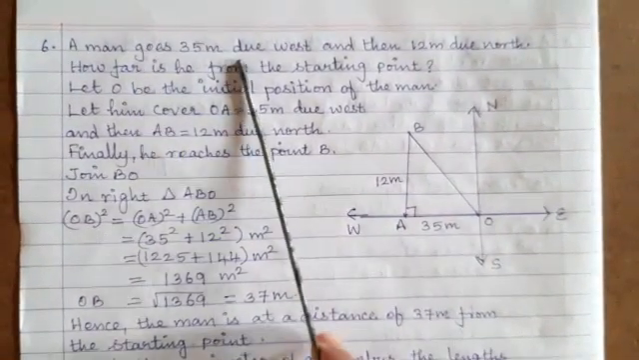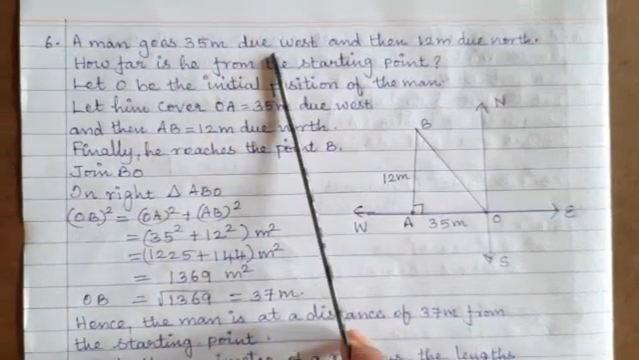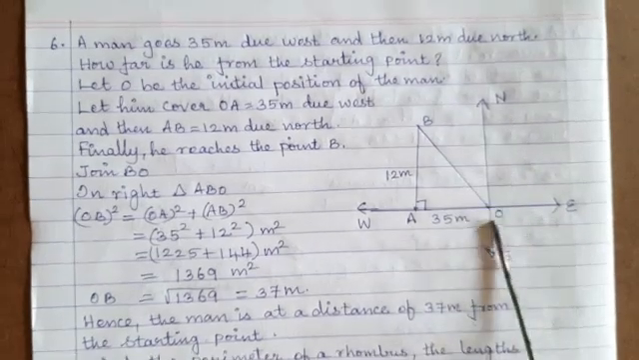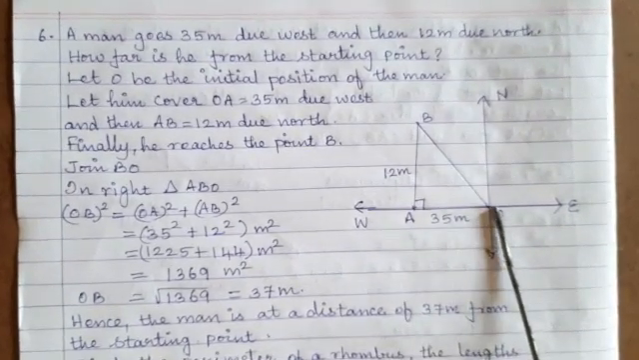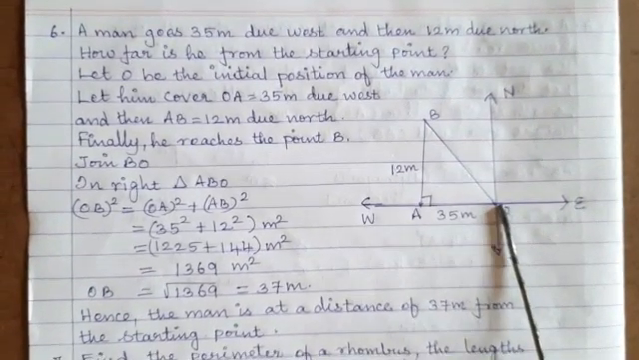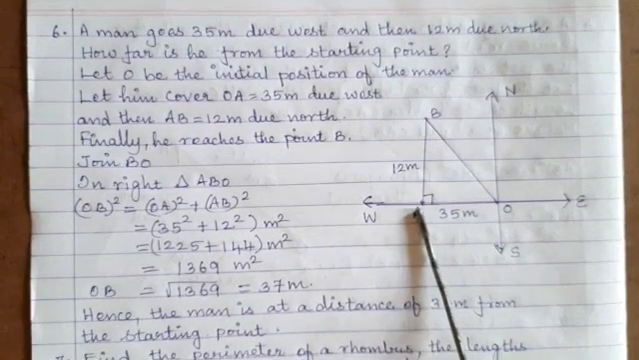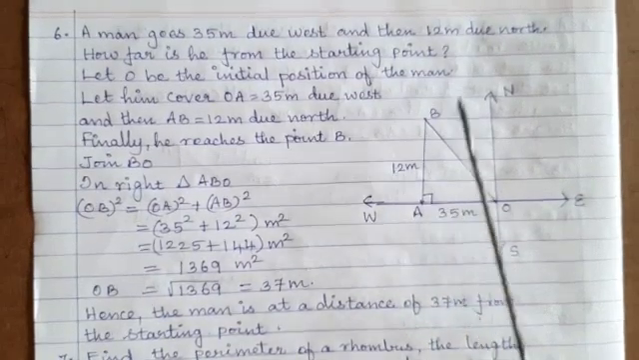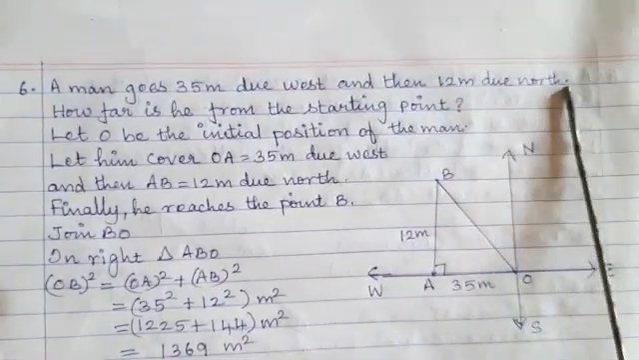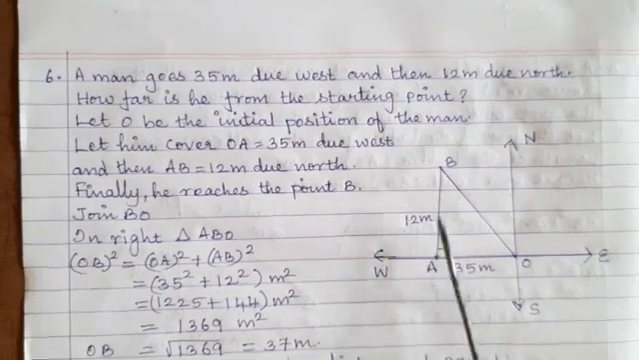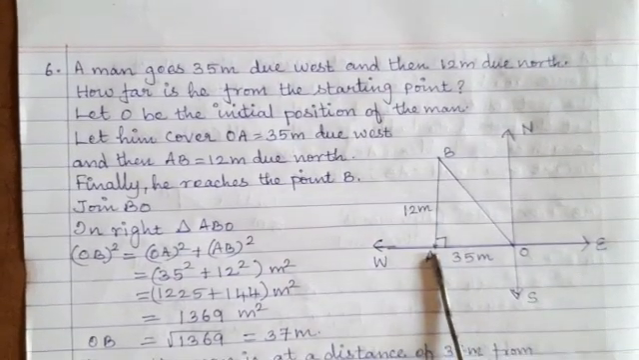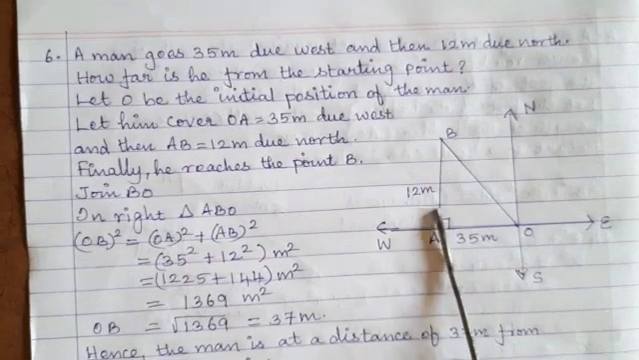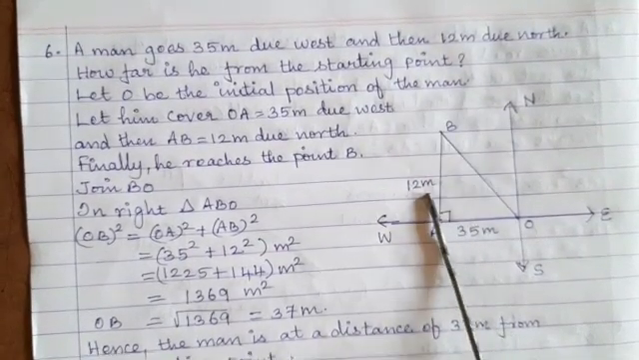Then, according to the question, a man goes 35 meter due west. Now the point of intersection of these two lines meets at O. So this is the initial point we are keeping. Due west, that means he is moving 35 meter on the west side, that is OA equal to 35 meter. Then 12 meter due north. So from A he moves towards north, the upper side, up to B, that is 12 meter. AB equal to 12 meter.